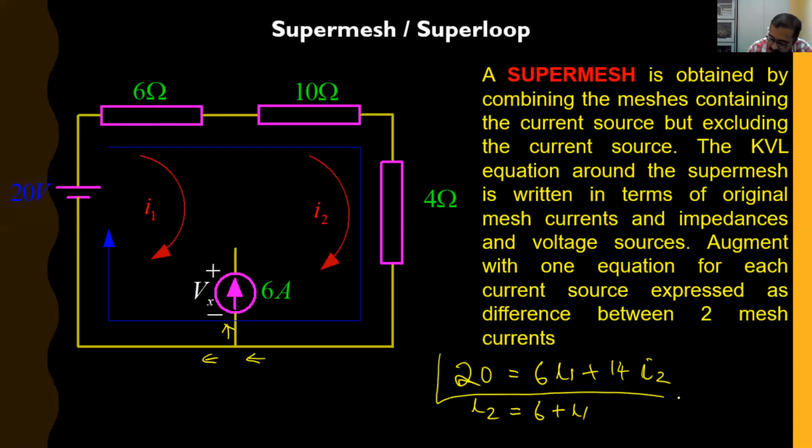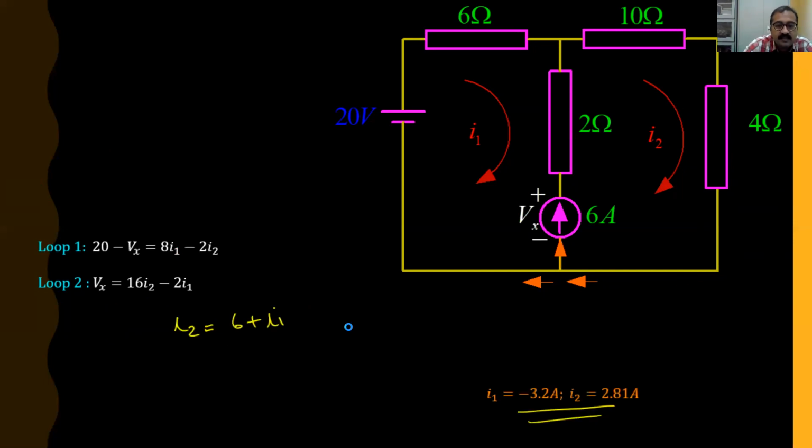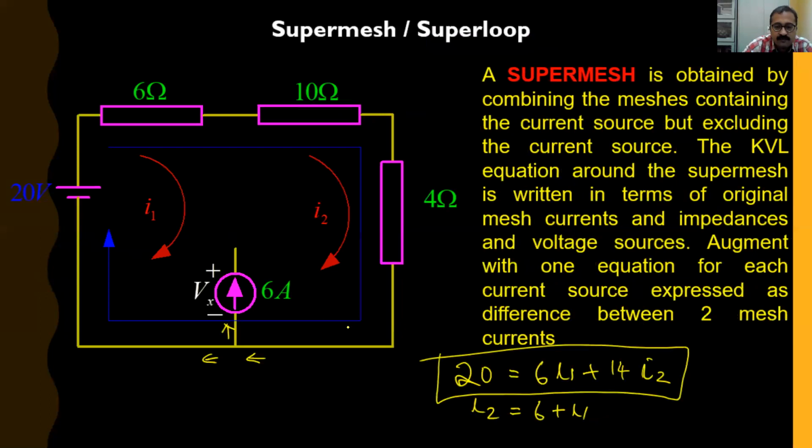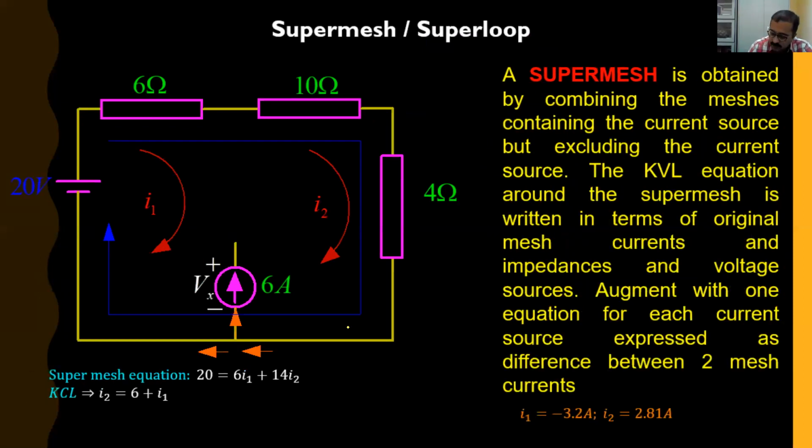So this equation is the super mesh equation. If you have noticed, this is what you will get if you add these two loop equations. In this method, we had assumed that the voltage across the current source is known, Vx. You add these two and see what you are getting: 20 equals 14 I2 plus 6 I1. And that is exactly the super mesh equation, 6 I1 plus 14 I2. Okay, so two equations, two unknowns, which you can solve. And you will get the currents as minus 3.2 ampere and 2.81 ampere.